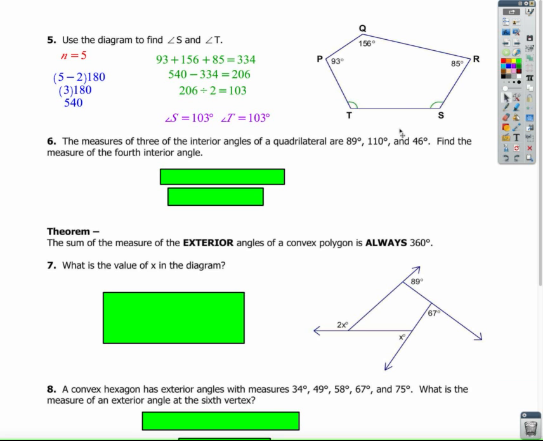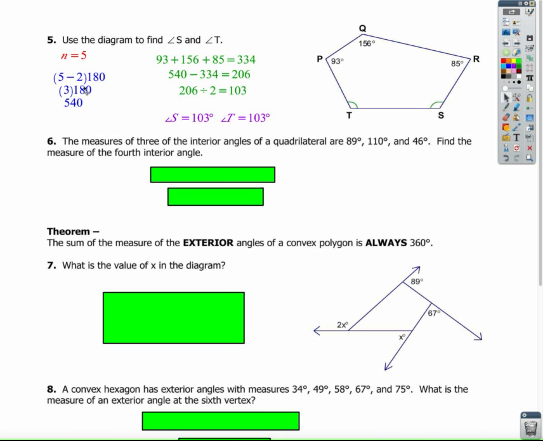Example 6 states that the measures of the 3 interior angles of a quadrilateral are 89, 110, and 46. We need to find the 4th angle. If you remember on the previous page, we stated that the interior angles of a quadrilateral equal 360 degrees. We need to remember that.